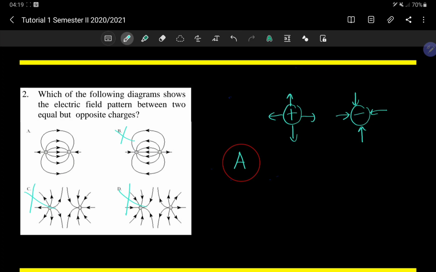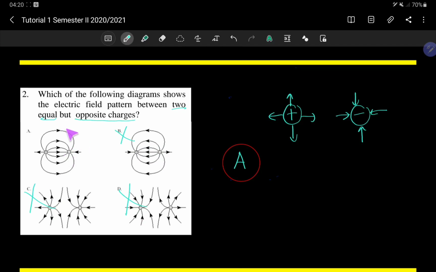Before that, remember, the keyword given now is two equal but opposite charges. Two equal, but what does it mean? They are equal in magnitude but opposite in sign. So one of the particles is positive, the other is negative, but equal in magnitude means that the number of lines should be the same. For example, here for the first charge, how many lines do we have? 1, 2, 3, 4, 5, 6, 7, 8. 8 lines representing the electric field. So for the second particle, it must be the same. There must be 8 lines. 1, 2, 3, 4, 5, 6, 7, 8.